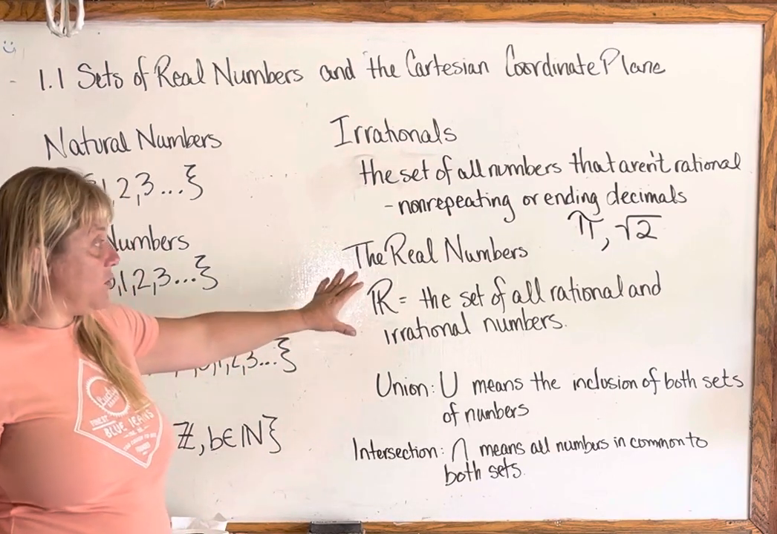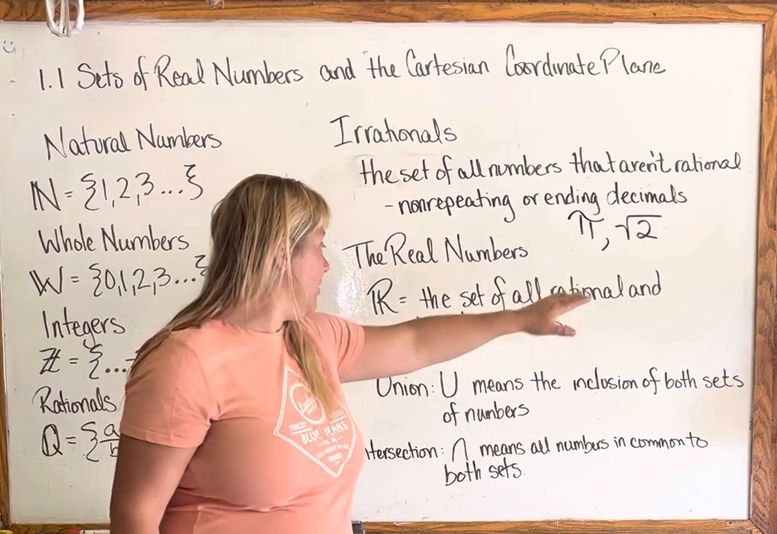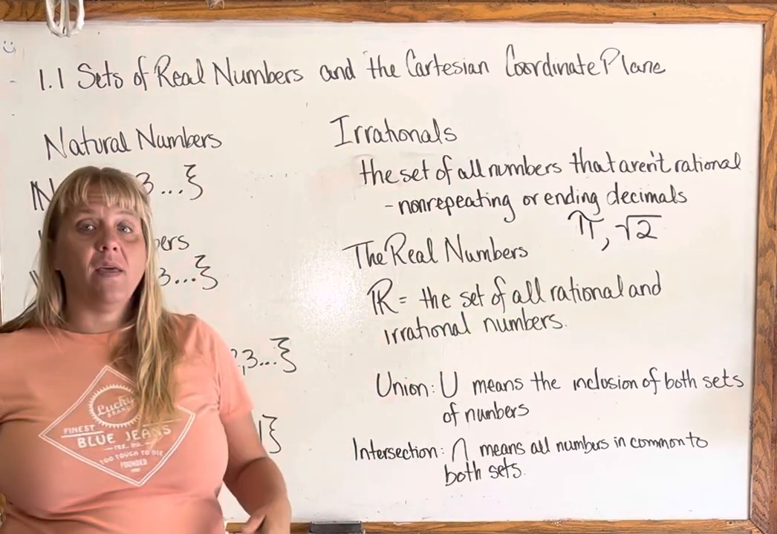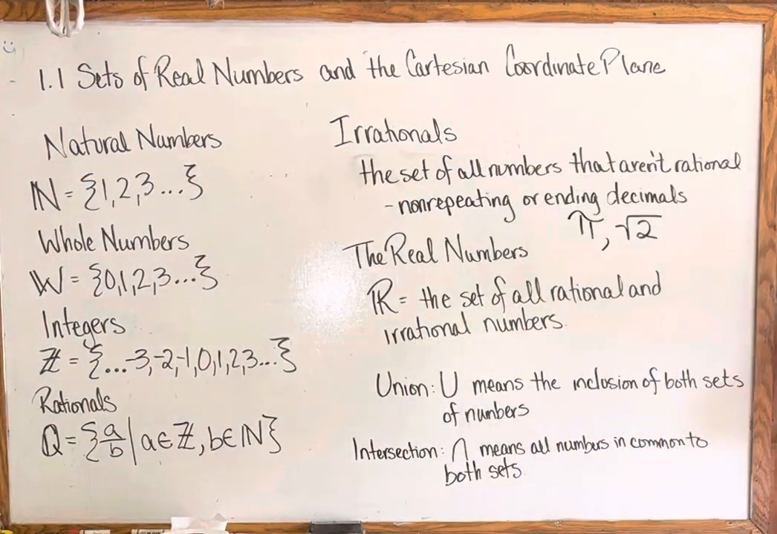When we talk about the real numbers being the set of all rational and irrational numbers, another way that we could say that is with the union.